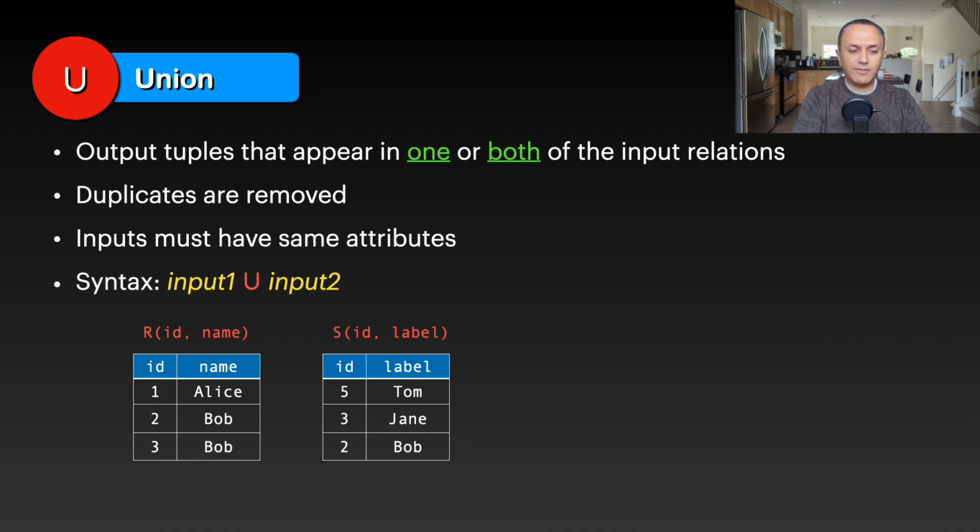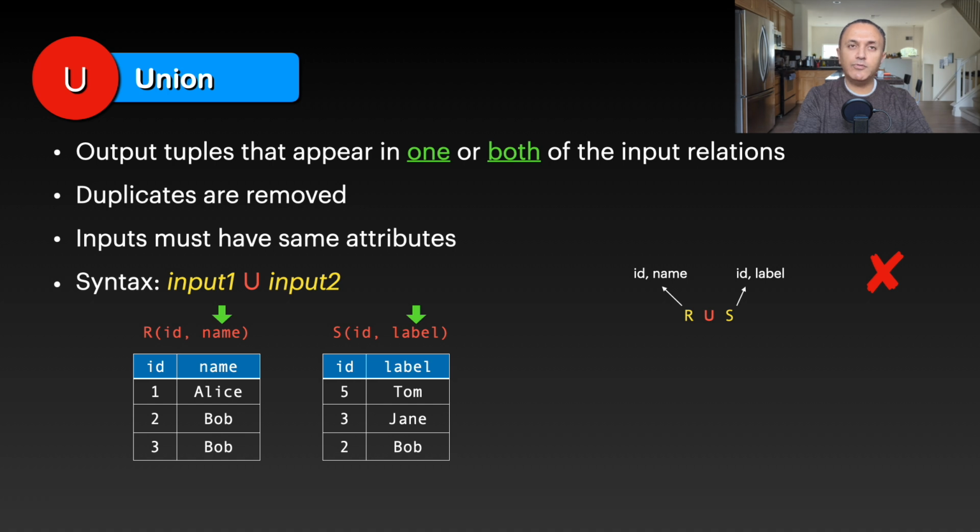Let's look at a second example. Here we have R and S as well. However, the second attribute has a different name. As I mentioned earlier, we cannot do this in the union. The relations must have the same attributes in order to be able to do a union operation on them. We cannot do R union S in this case because each of them has a different set of attributes.